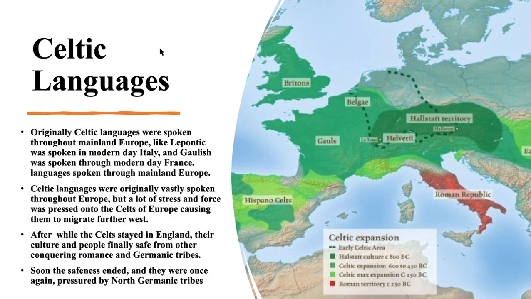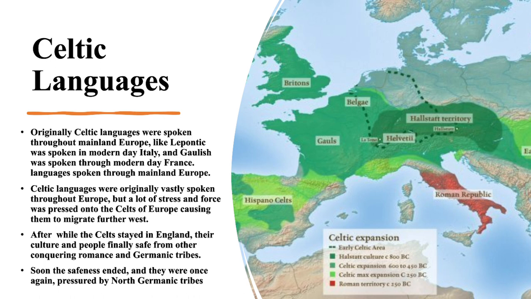Now, what exactly are Celtic languages, you might ask? Well, Celtic is a language family, much like Germanic. Originally, Celtic languages were spoken throughout mainland Europe, like Lepontic in modern-day Italy and Gaulish throughout modern-day France. The Celts originally inhabited a lot of places like France, Spain, Italy, the western Germanic states of Europe, the eastern states of Europe, and the Turkish area. They just inhabited most places, as you can see here.